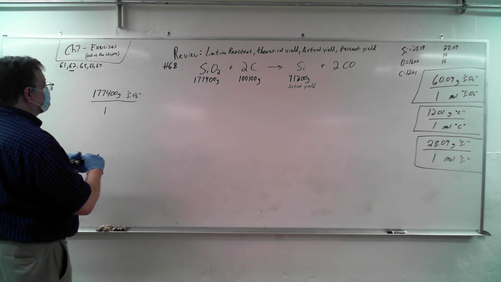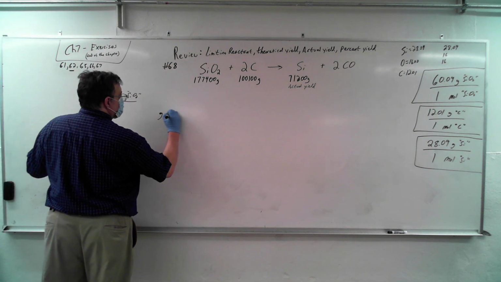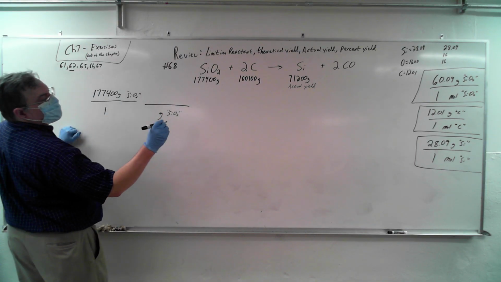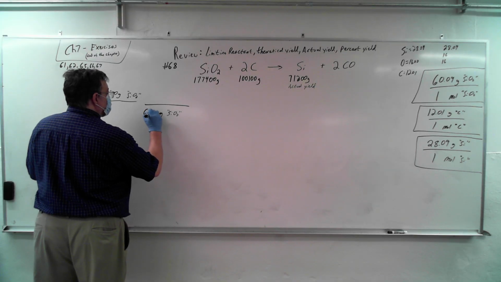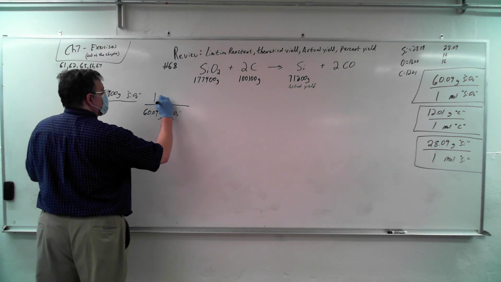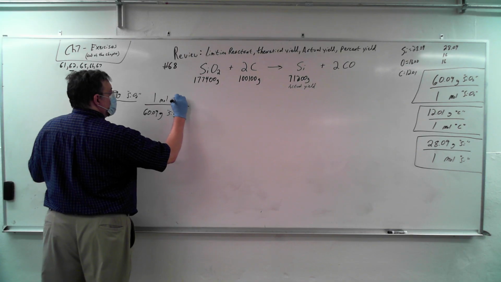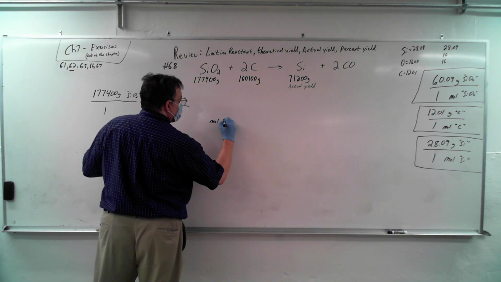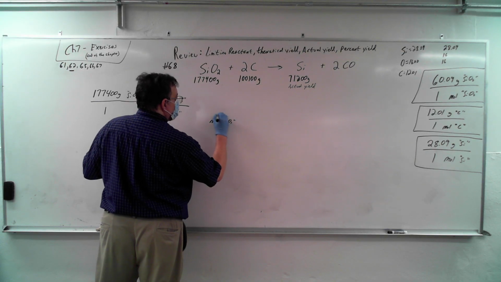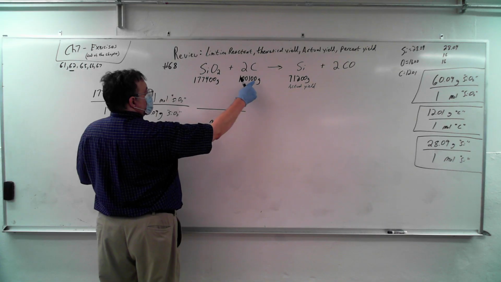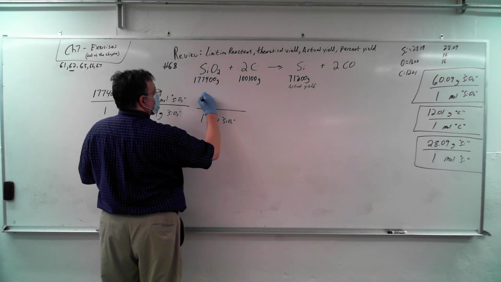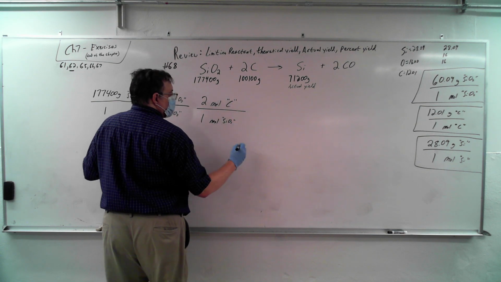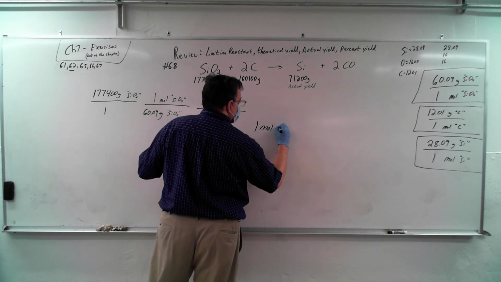So that many grams of SiO2. We're going to use grams here, 60.09 grams of SiO2 per mole. So we're using this molar relationship, which is 1 mole of this to 2 moles of carbon.